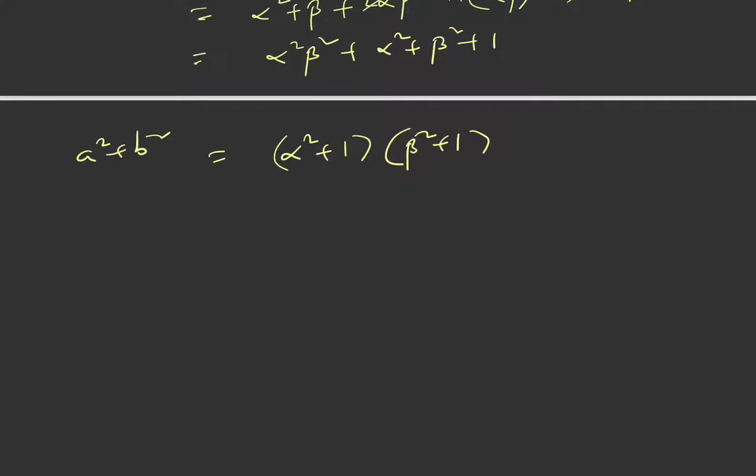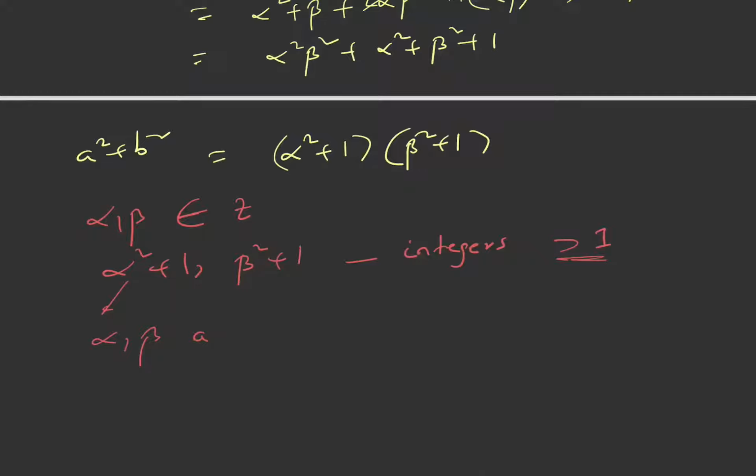This is a square plus b square. And you see alpha and beta are integers, right? This belongs to Z. So alpha square plus 1 and beta square plus 1, these are integers greater than 1, right? Because see, why I can say that these are integers greater than 1, because alpha and beta are not equal to 0, right? If alpha is 0, then only these will not be greater than 1. If alpha is 0, then this will be equal to 1 and this will also be equal to 1. So why am I able to say that alpha and beta are non-zero?